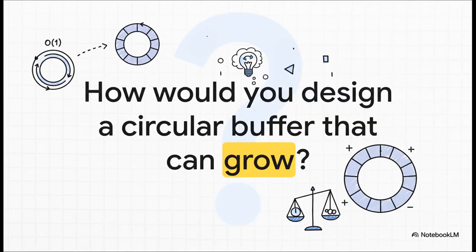So we've seen that the circular buffer's greatest strength, its superpower, is its absolute mastery of a fixed memory space. That's what gives us that predictable, beautiful O(1) performance. But this leaves us with one final lingering question. How would you take these principles and design a version that could grow on demand? And more importantly, what performance trade-offs would you have to make to get there?